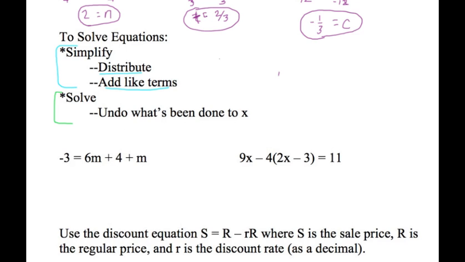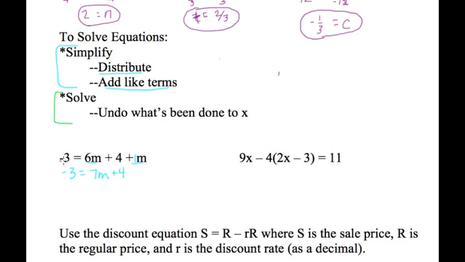So let's start with this one. Is there anything we can simplify with the expressions? Remember, an equation is just two expressions set equal to each other. So if we look at this expression, 6m plus 4 plus m, we can combine like terms. 6m plus 1m is 7m plus 4, which is equal to negative 3.